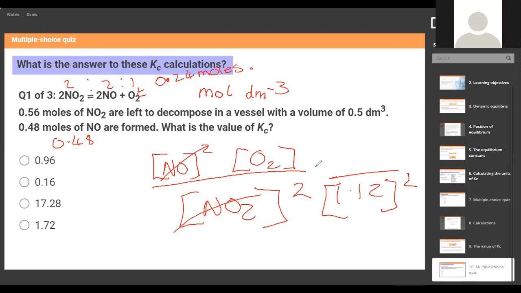Should have 0.96. And 0.96 to the power of 2. I'm going to pop all that through.